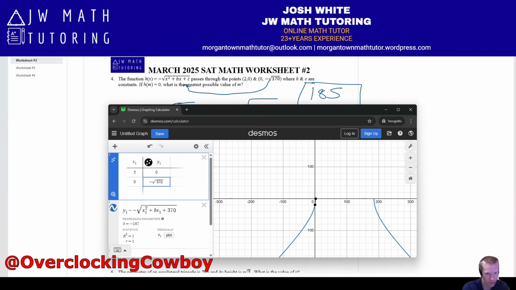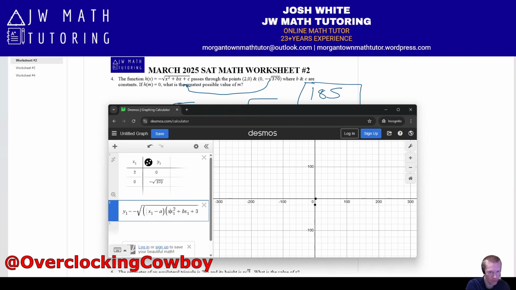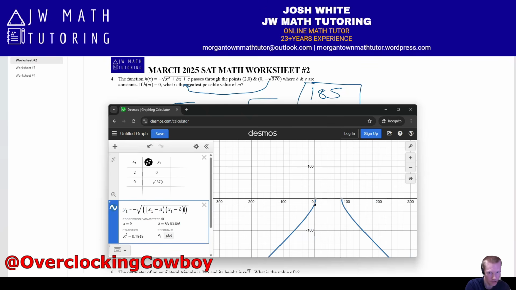And now what I'm going to do for the regression is I'm going to do it slightly differently. I'm going to basically take this and put it in its factored or its intercept form. So I'm going to do x1 minus a and x1 minus b. Okay, so again, notice here, it's still actually not giving us the correct answer or the correct values.